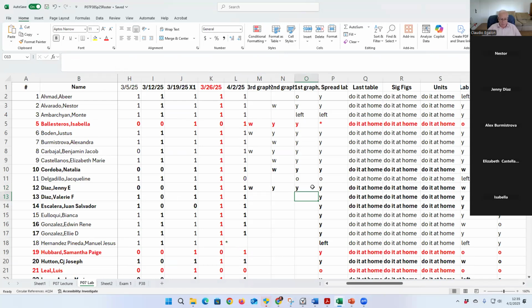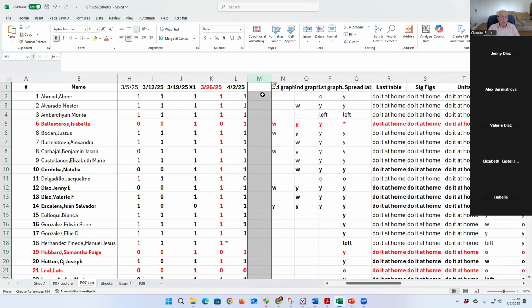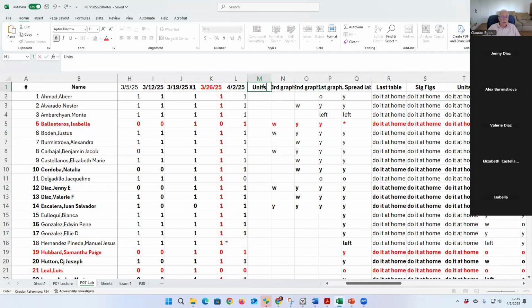And next, Valerie. Did you plot the first graph, Valerie? Yes. Okay, the second? No, not yet, working on the second, okay. Next is Juan Escalera. The first graph, Juan. Let's see, Monte. Did you plot the second one? Yes. What about the third one? Are you working on that or plotting? Oh, you finished, okay. If you finish plotting all the 3 graphs, then start working on the units, right?